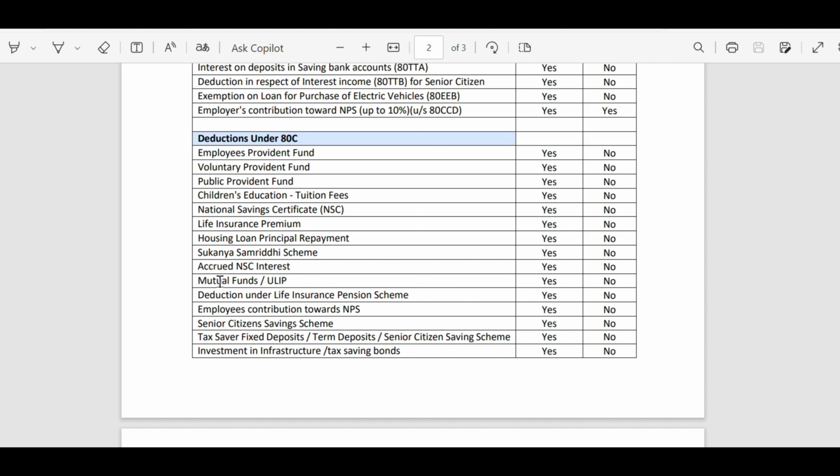Accrued NSC interest, mutual funds or ULIP. Mutual funds which have a lock-in period of 3 years, and the proof has to be given by the AMC, so that you can go ahead and claim. It's popularly known as Equity Linked Saving Scheme, ELSS. You might have heard it so many times. So here it is mentioned as mutual funds.